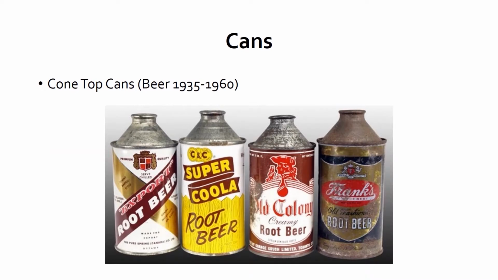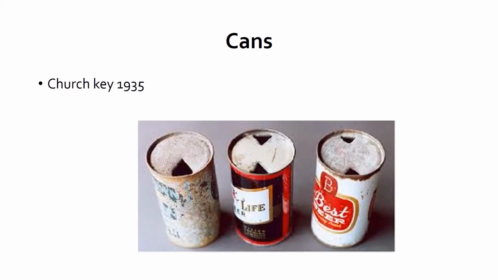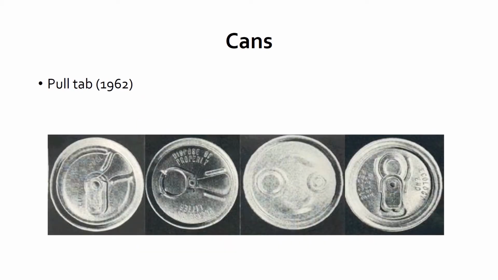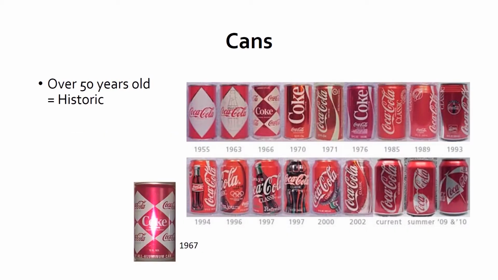And cone top beer cans, those stopped in the 1960s, so you know for sure if you come across a cone top can that it's going to be a historic object. Right? And then for a while we opened our cans with church keys, so starting in 1935. And then we came up with the pull tab in 1962, and it went through a lot of different variations. So this is an example of how cans have changed over time.